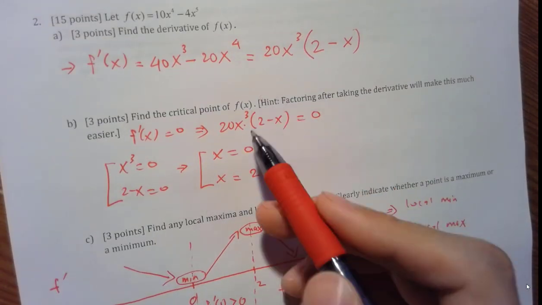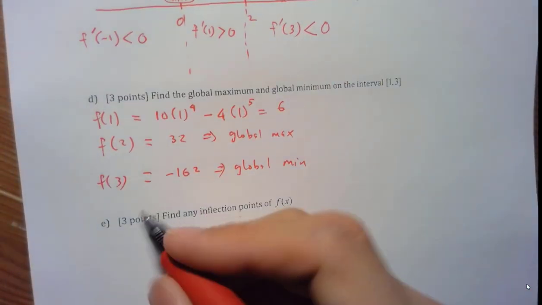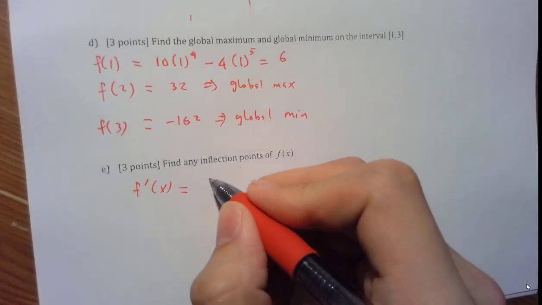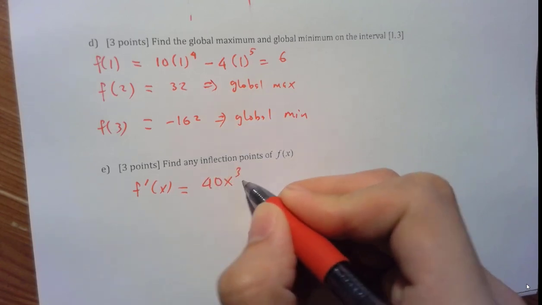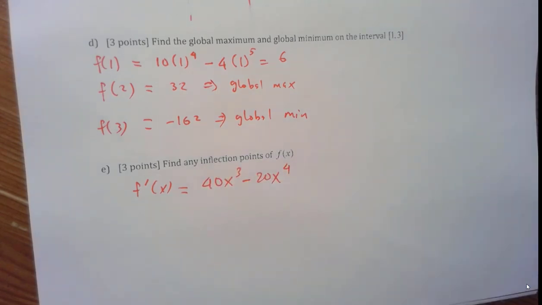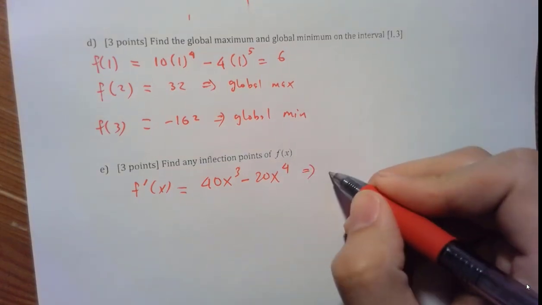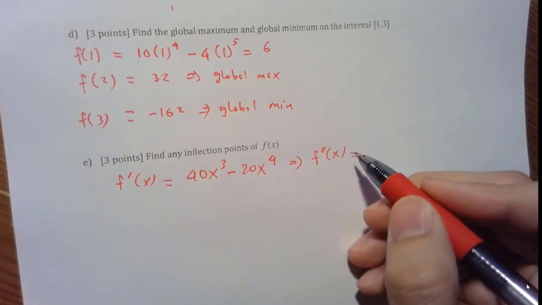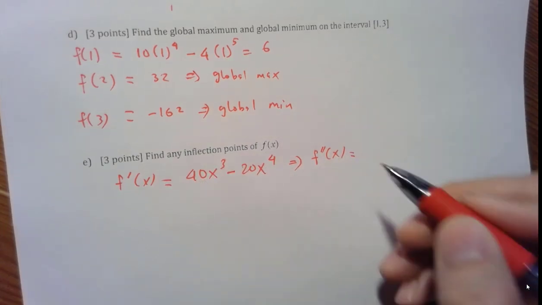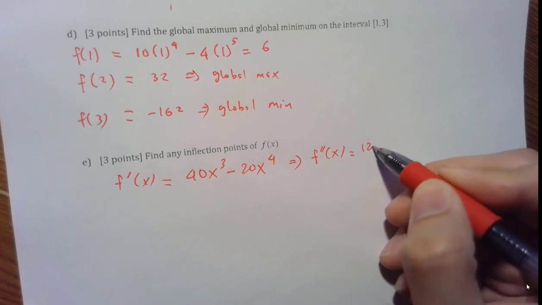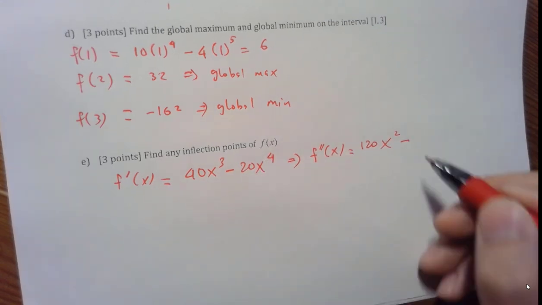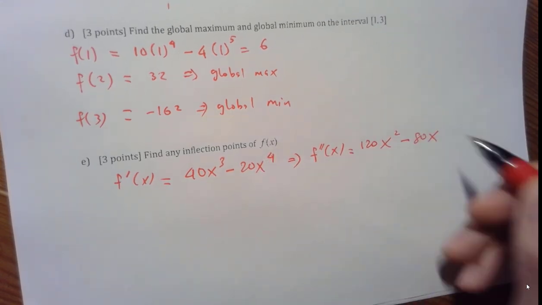We got f prime up here. So I rewrite f prime to be 40x^3 from part A, minus 20x^4. It's easy to find f double prime using the power rule. Bring down the 3 to 40: 3 times 40 is 120. Subtract 1 from the exponent, x squared. Minus 4 times 20 is 80, and subtract 1 from the exponent, which is 3.